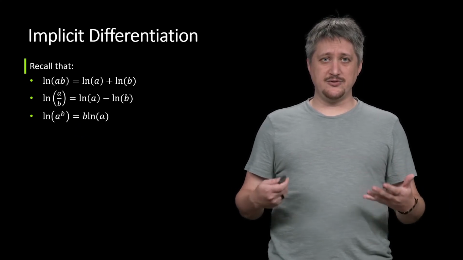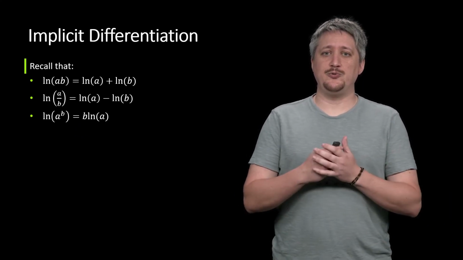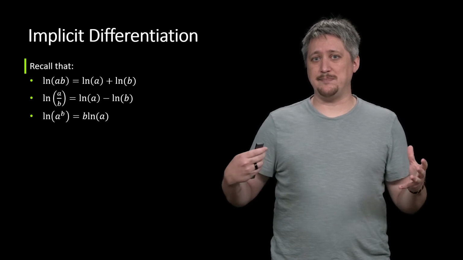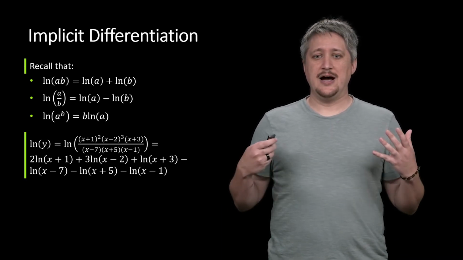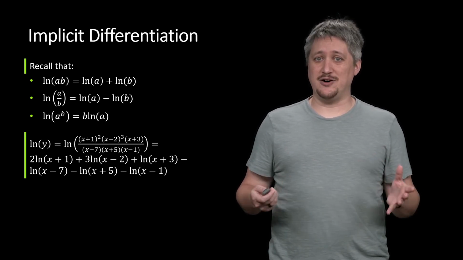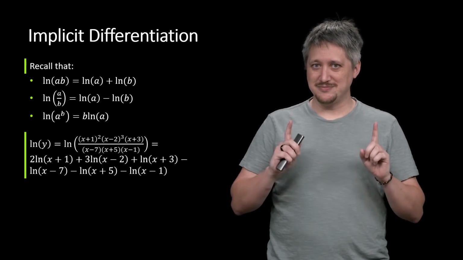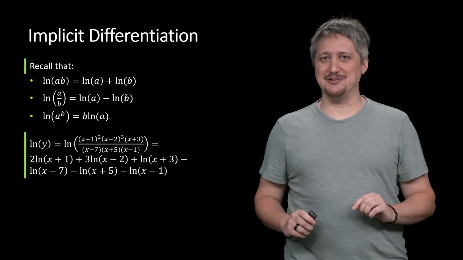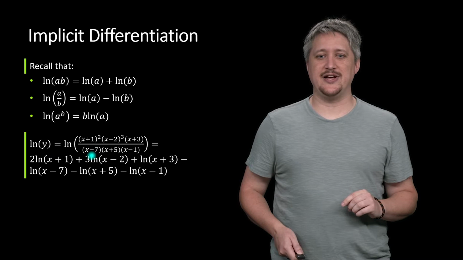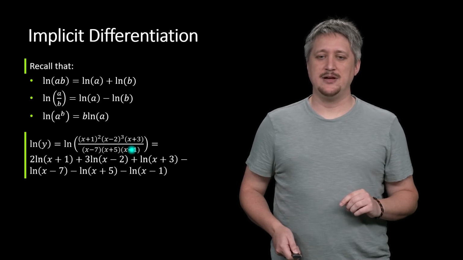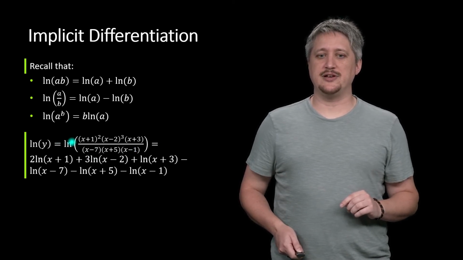So these are the three rules we're going to use to basically rip apart that big factored form that we had. So it looks intimidating, looks awful, but bear with me. I promise this is going to be worth it in the long run. So we have natural log of y is natural log of this behemoth, right? But we're going to split this apart. So we can think of it as the log of the top minus the log of the bottom.